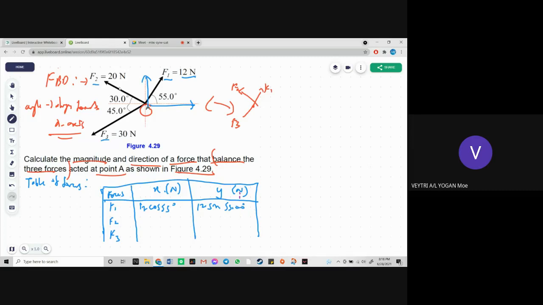Next, F2. F2 is over here. 20 cos 30 is for the X component. Remember, it's going to the left, X component. So negative 20 cos 30 degrees. For the Y component, it's negative 20 sine 30. Okay. Next, F3. F3 for the X component is going to the left. Negative 30 cos 45 degrees. For the Y component is going downwards. Negative 30 sine 45 degrees.